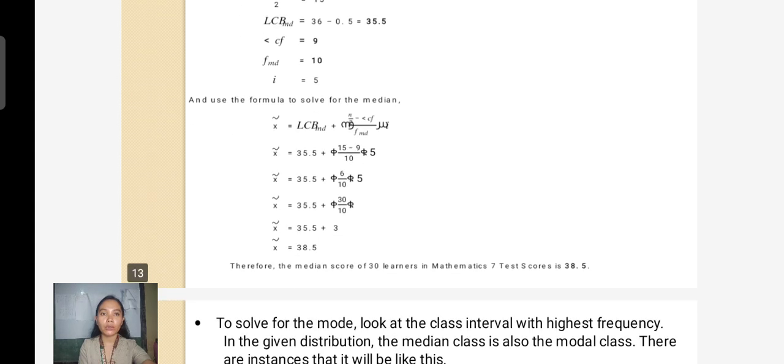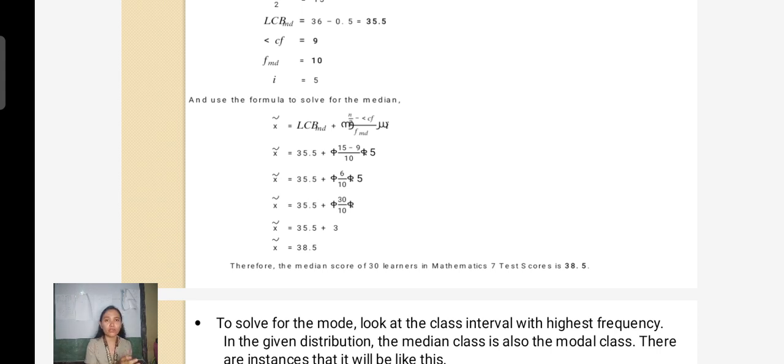So we use the formula. Median is equal to LCB median plus the quantity of 15 minus 9, where n over 2 is 15, minus the less than CF, which is 9, over the frequency of the median, which is 10, times our interval, which is 5. We are just substituting here, class. Don't be bothered by the nearby notes. The formula has changed, so please take a look at your data or your modules, since it is correctly printed there.